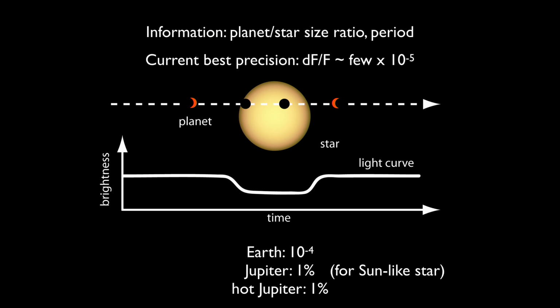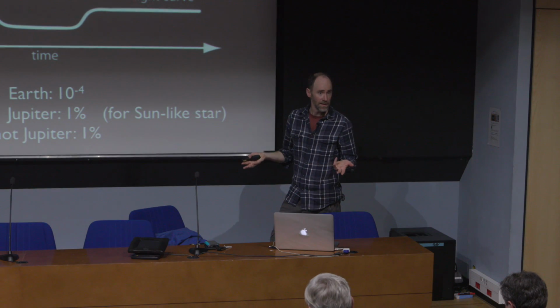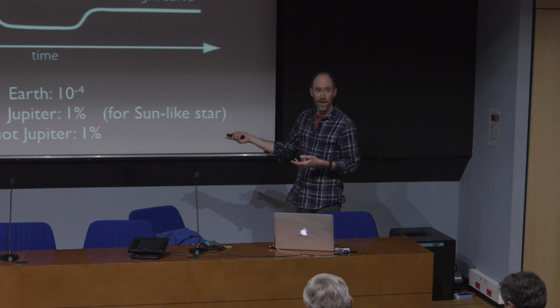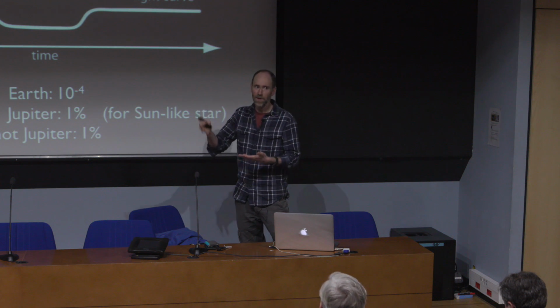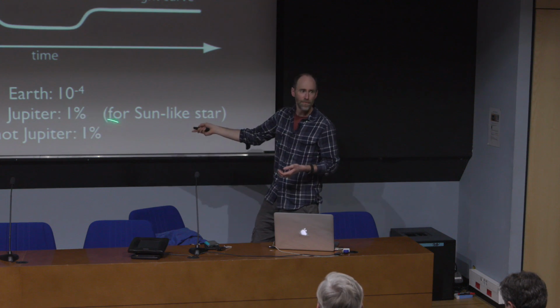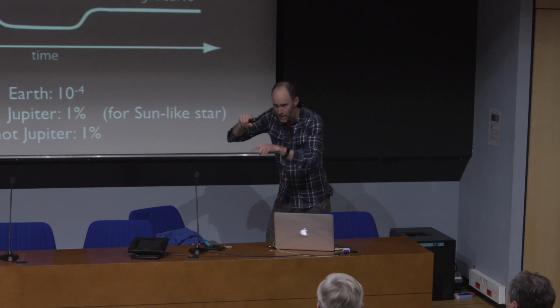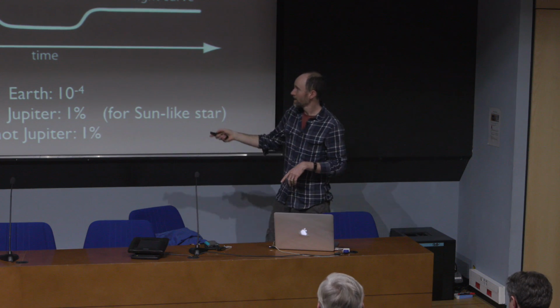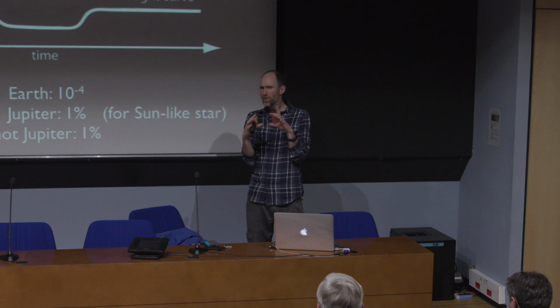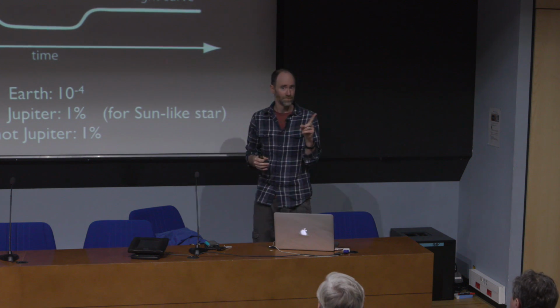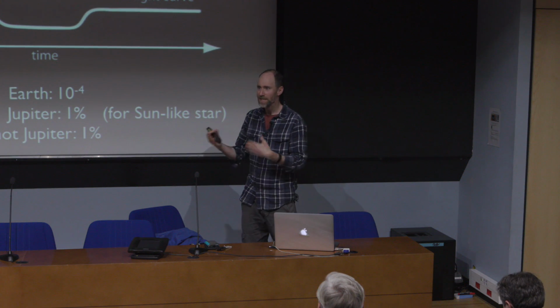You can measure that level of precision, which is what you need to measure things that are Earth size around sun-like stars. So the Earth is about a 1 part in 10,000 blip in the brightness of the sun. Jupiter is about 1%, and a hot Jupiter is also 1% because it depends on the size of the planet, not where it is. A hot Jupiter would repeat much faster than a Jupiter, but the amplitude of the dip would be the same. And what's interesting is Earth is about 10 to the minus 4 for a sun-like star, but for a very puny star, it's about 1%. So that can be useful. We'll see that going forward.